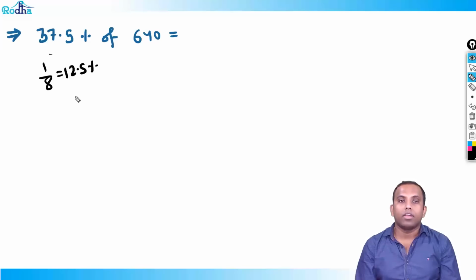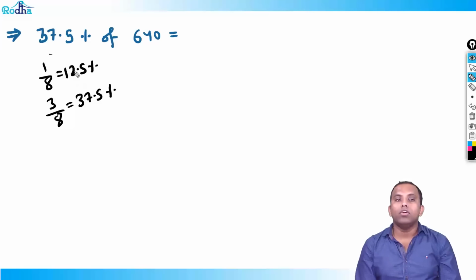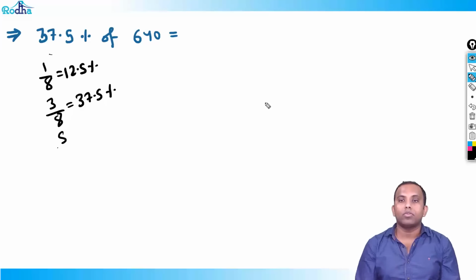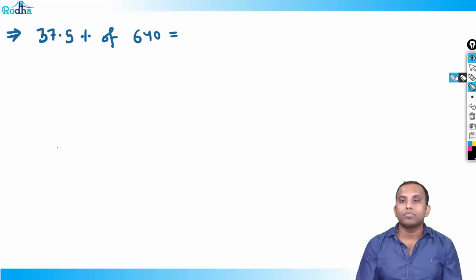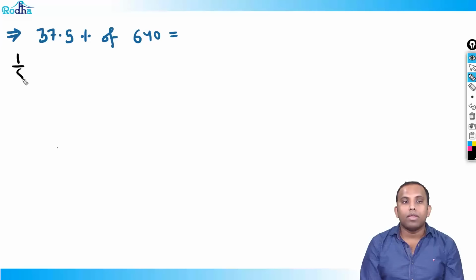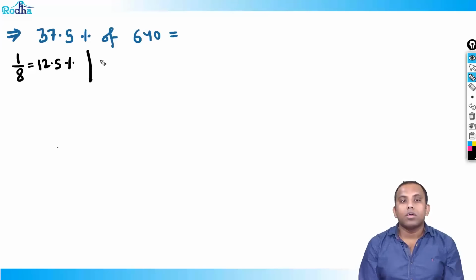The 12.5 series. Then the next number is 3 by 8, that is 37.5%, because 1 by 8 is 12.5, multiplied by 3. So 12.5 multiplied by 3 is 37.5. Then 5 by 8. Okay, let me write it here, because this is very important data I am writing. Since 1 by 8 is 12.5%, that means 3 by 8 is 37.5%.